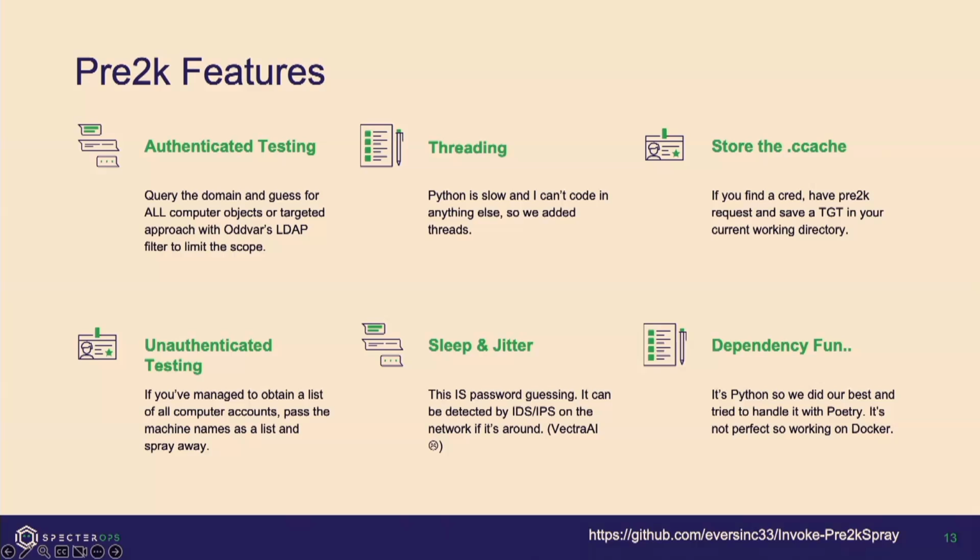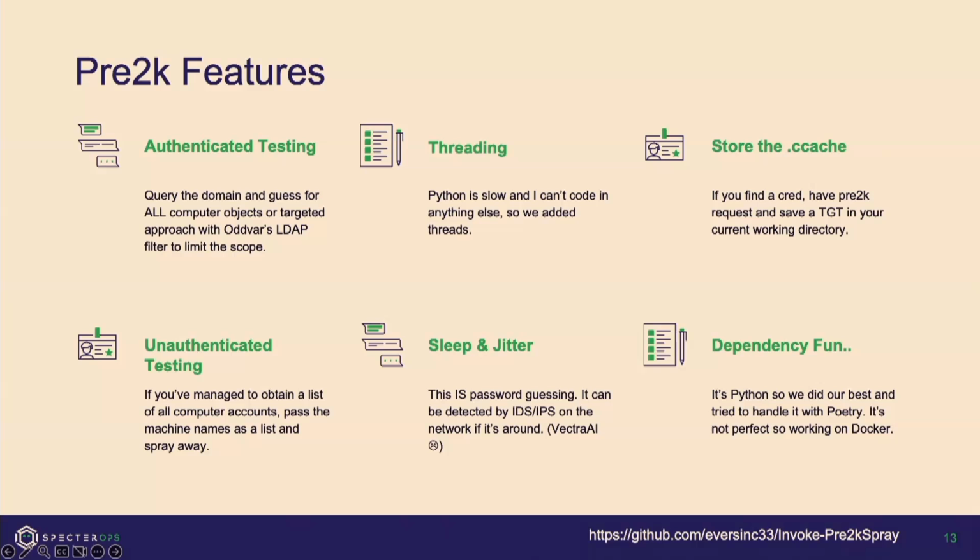And then since it is Python, it's incredibly slow. So if you were to take the Kerberos option, which is written in Go, which is really fast, and compare it to what I had with Pre2k, it would blow it out of the water. So I added some threading to try to alleviate some of that pain point there.